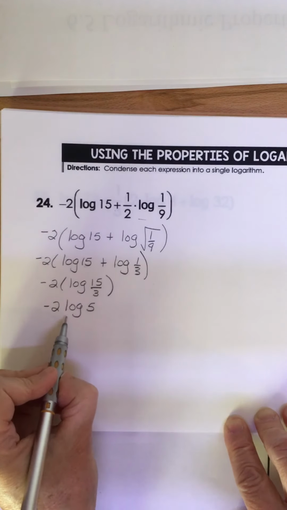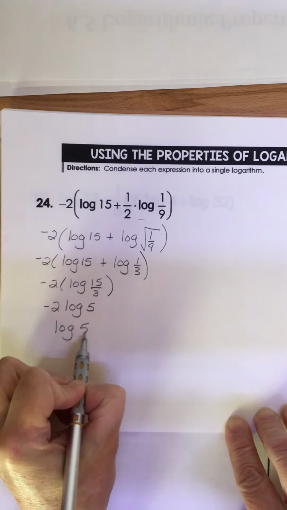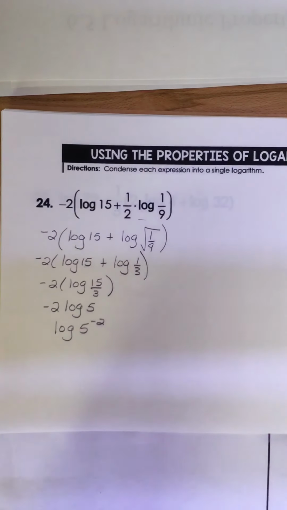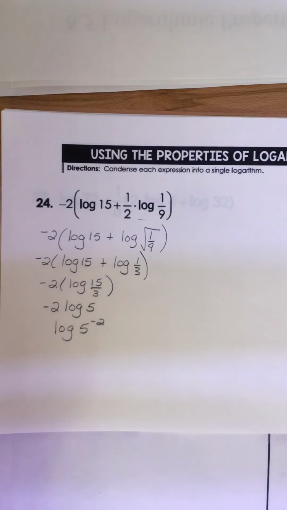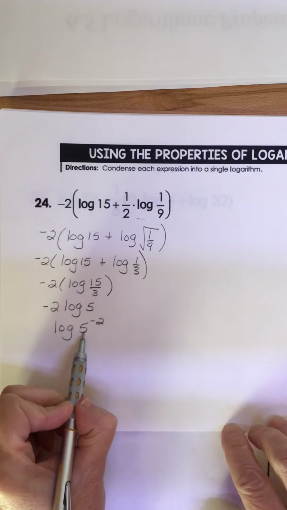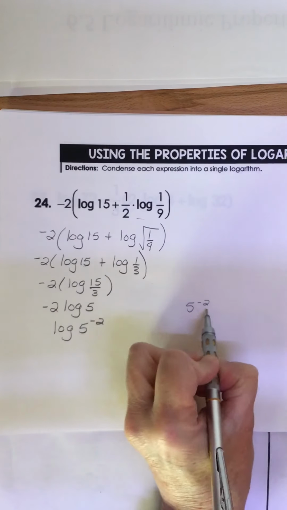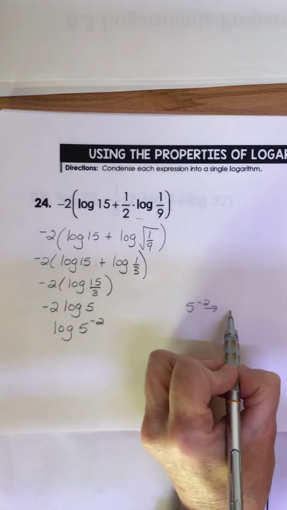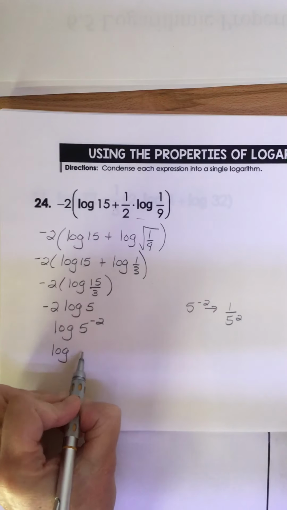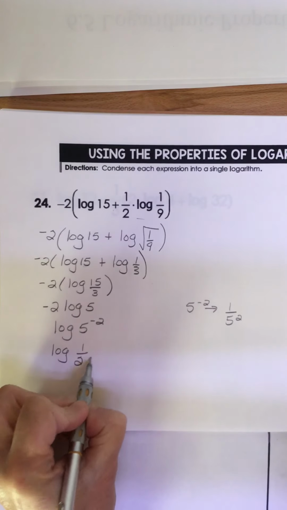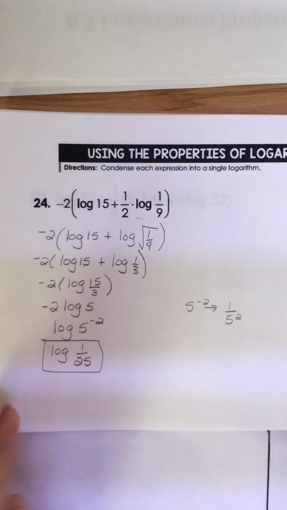And so then we would say that this would be log 5 to the -2. This is the power rule that we're using right here. We're using this property right here now. All right? And so we know that 5 to the -2 power is the same as saying 1 over 5 squared. So this ends up being log of 1 over 25. And that's your final answer in condensed form.